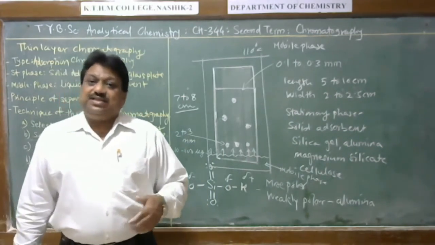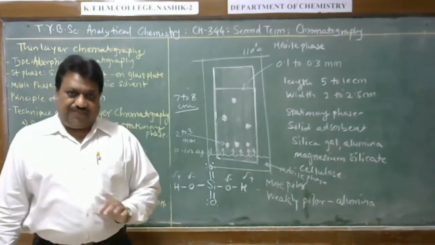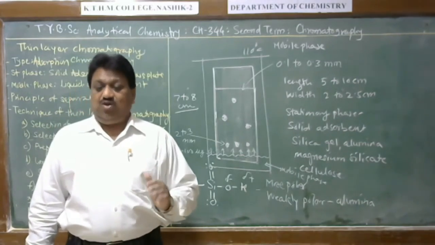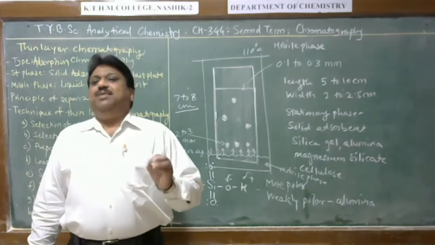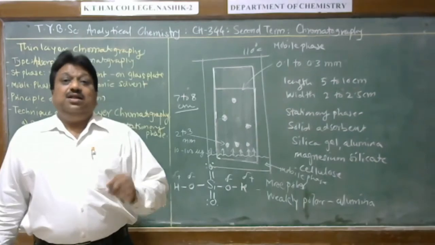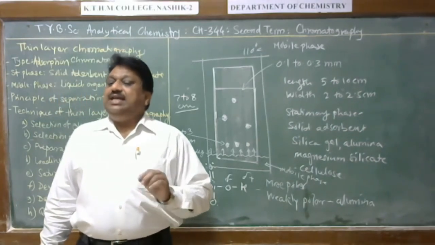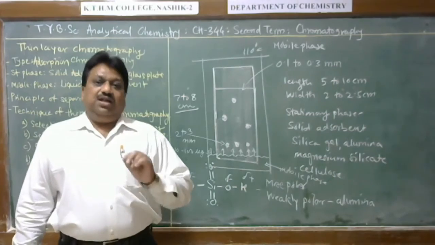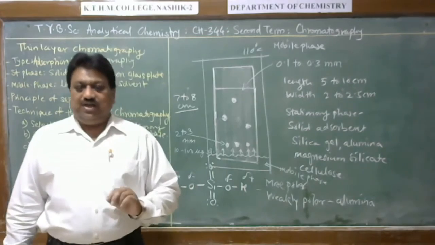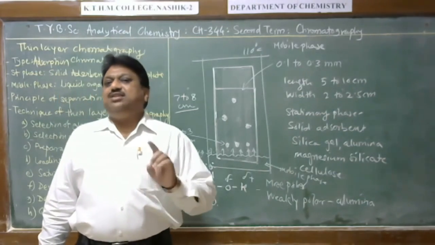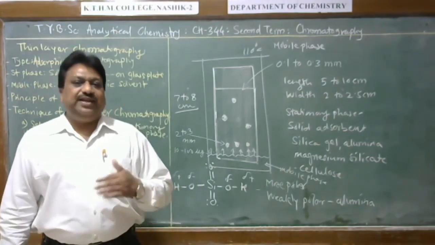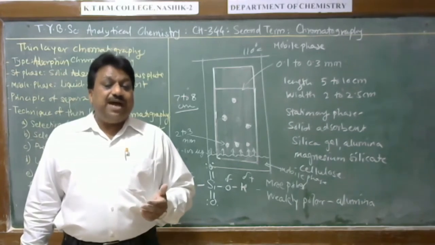After this, we have to discuss the applications of thin layer chromatography. Compared to paper chromatography, thin layer chromatography is a faster technique because it takes only 10 to 15 minutes for development. And here, reproducible results are obtained. Therefore, most of the time, thin layer chromatography is used for, number one, detection of poisonous material or drug in the body fluid. It is also used for detection of sugar in a urine sample.